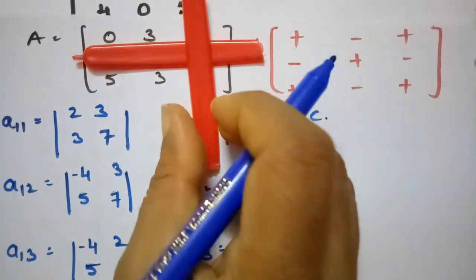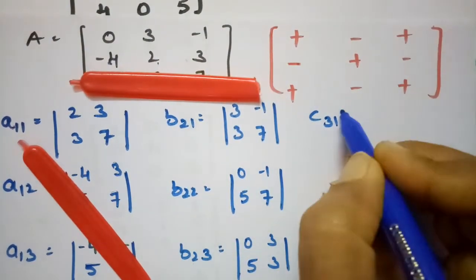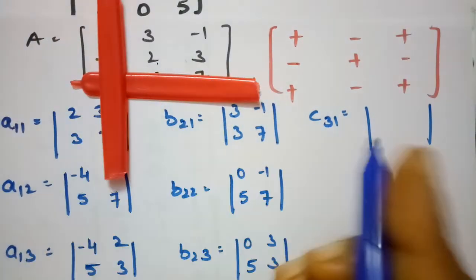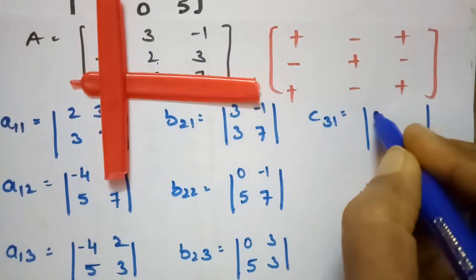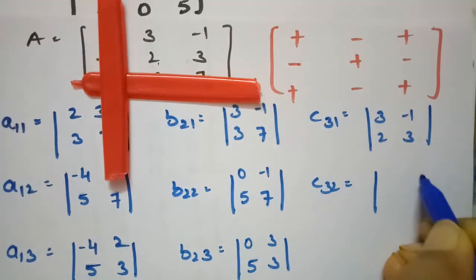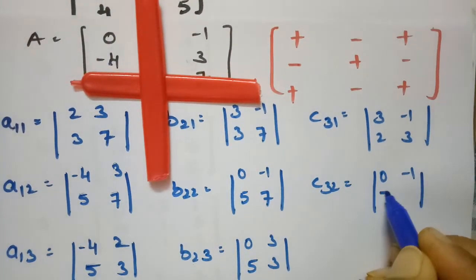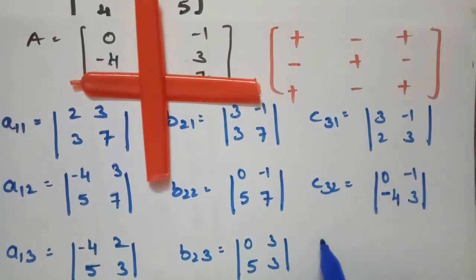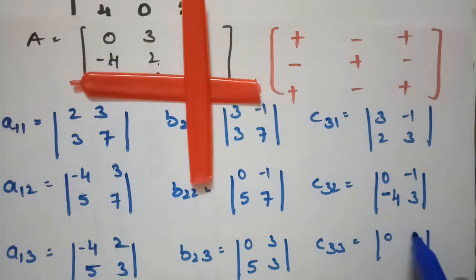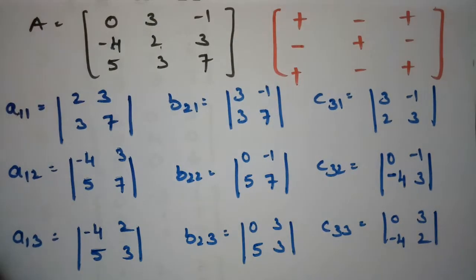The position here is C31, column 1. If I close this row and column, this will be 3 minus 1, 2 3. So this is 3 minus 1 and 2 3, and C32. If I close this row and column, see what happens, 0 minus 1 and this is minus 4 3, and C33, now I have to close this one. So this will be 0 3, minus 4 2. So these are all the minors of the elements.